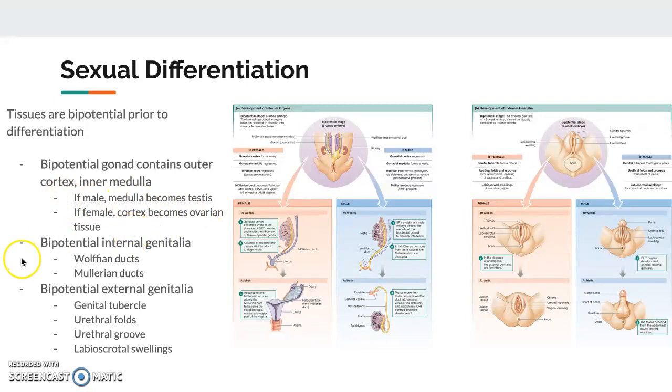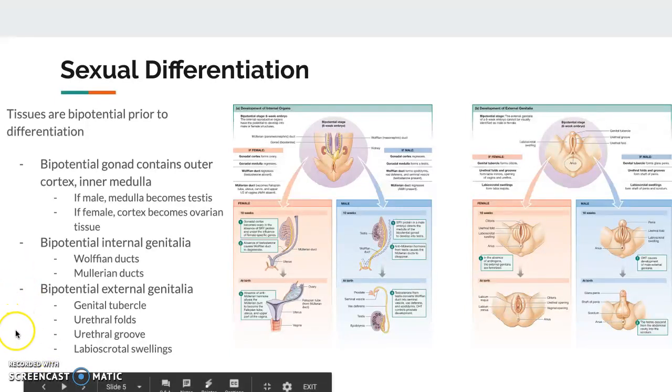So in a male, the medulla will become the testes and the cortex will regress. In a female, the opposite is true. As far as the bipotential inner genitalia, it consists of 2 ducts, the Wolffian ducts and the Mullerian ducts. The Wolffian ducts will develop in a male, and the Mullerian ducts will develop in a female, and each one of those will regress depending on if it's male or female. So a Wolffian duct in a female will regress, and a Mullerian duct in a male will also regress.